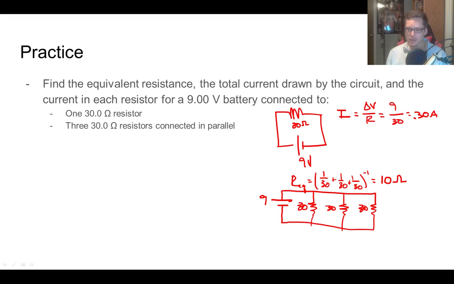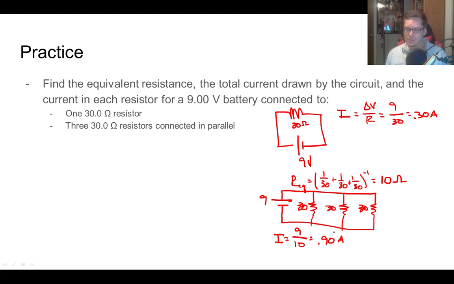Now that we've got 10 ohms here, we can use this to find our total current. So current is equal to delta V over R. Our delta V is 9, over 10. So the total current is 0.90 amps.